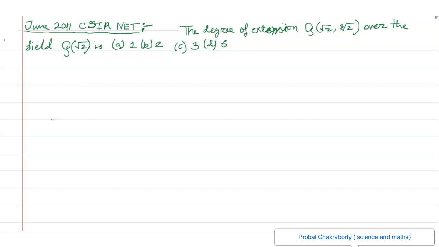Today's discussion is June 2011 CSIR NET. The degree of the extension Q(root 2, cube root of 2) over the field Q(root 2) is: a) 1, b) 2, and c) 3. We have to find out the degree of the extension. So friends, we know that before the solution you have to know the theorem.